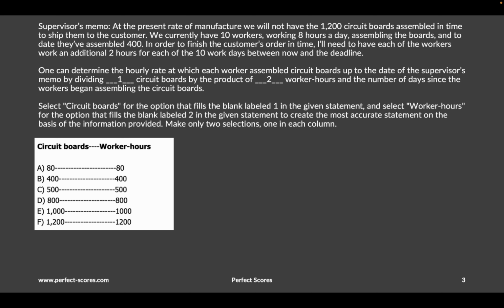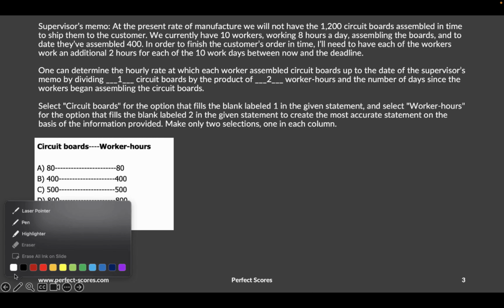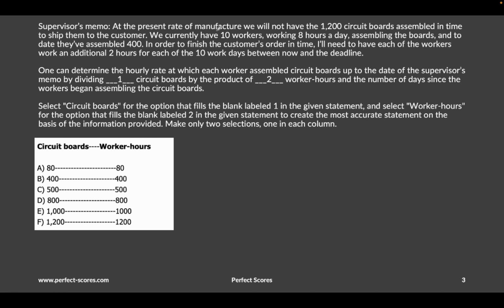So you got a supervisor's memo which says at the present rate of manufacture, we will not have 1200 circuit boards assembled. So this one is more of an additional piece of information. Remember, these two-part analysis questions will always have additional information, more context to the question, unlike quantitative reasoning questions where the question doesn't have too much context in it.